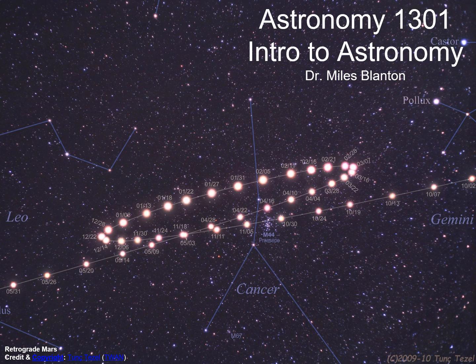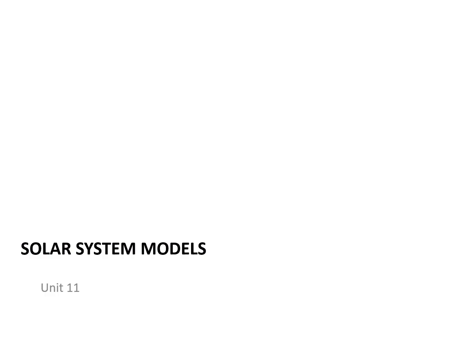The retrograde motion of the planets in particular serves as this sort of pivot point for understanding the complex nature of our universe. This historical presentation of solar system models and the arguments between them figures into Unit 11 from the textbook.